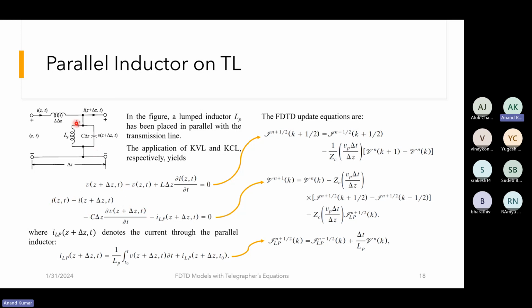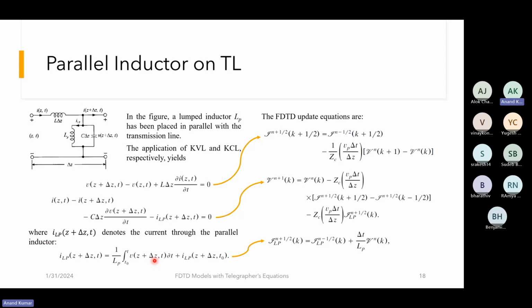And what we have done is write the current through the lumped inductor as ILP. So ILP is the term here, and now we need to calculate ILP. To do that, the current through the inductor is given as 1 upon LP times the integral of the voltage across the inductor, plus the initial value of current which was flowing through the inductor. If you remember the relationship between current and voltage in an inductor, using that we have written this expression. So by using KVL and KCL, we get these two expressions, and for the current we are using this expression.